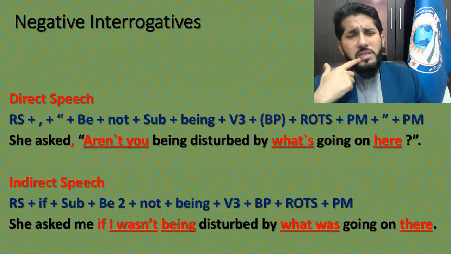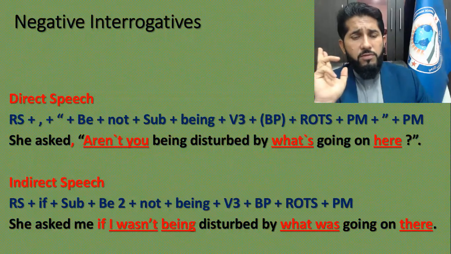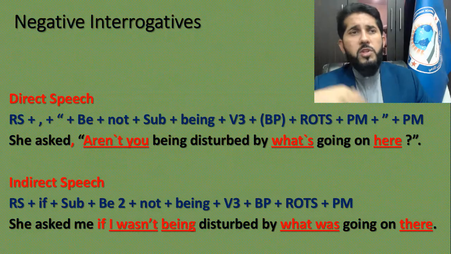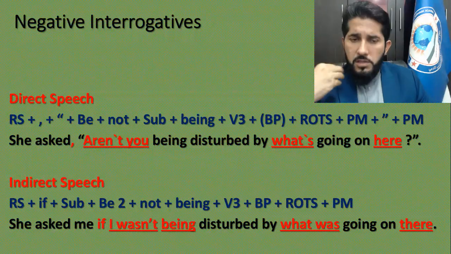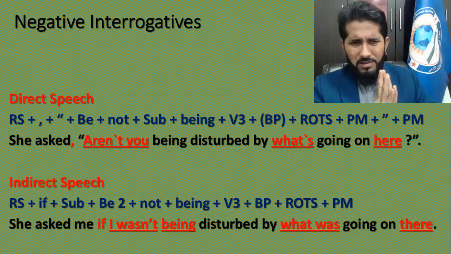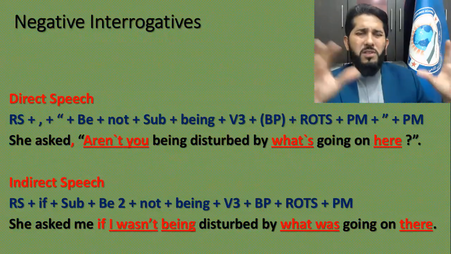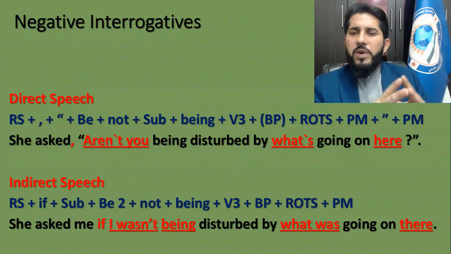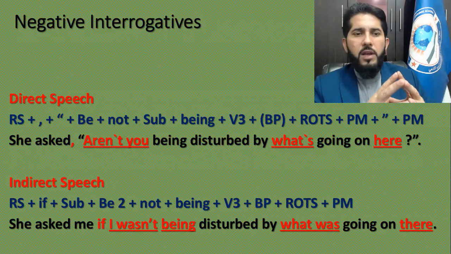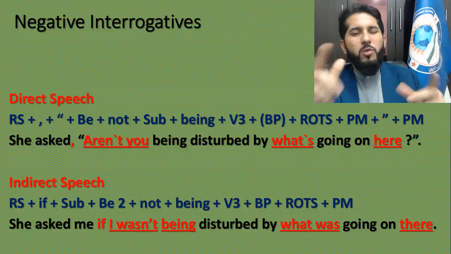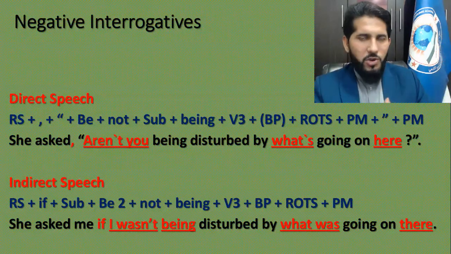Negative interrogative sentences, again, you use the conjunction "if." There are two ways. Some people use the complete form, some people use the short form. The short form is very common in daily spoken or written English, and the complete form would be very formal. You may use it in very formal English. Like how? She asked, "Aren't you being disturbed by what's going on over here?" So if you want to use the complete form, "Are you not being disturbed by what's going on here?" So that would be the complete form. The short form is very common.